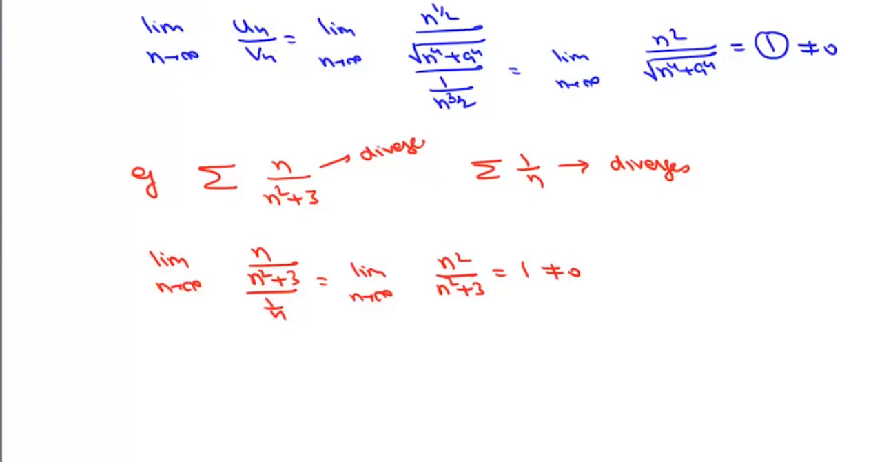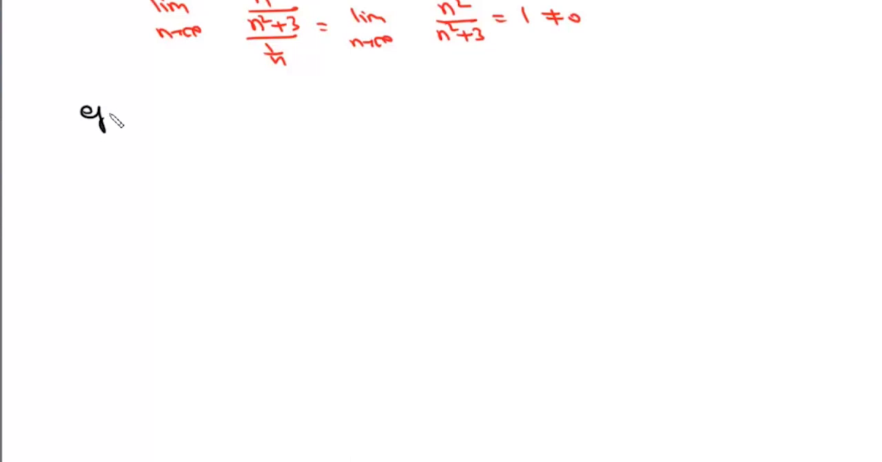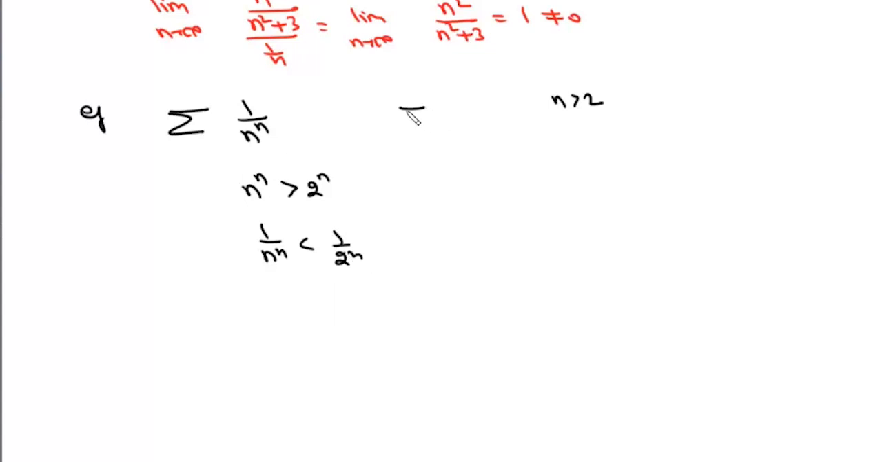Now we take some examples where we want to compare it with a geometric series. Say for example, we are given this series, summation 1 upon n to the power n. Now we know that for any n greater than 2, n to the power n will be greater than 2 to the power n, and we have omitted the first two terms. And if we recall theorem 1, it says omission of a finite number of terms does not change the behavior of convergence of a series. Now 1 upon n to the power n will be less than 1 upon 2 to the power n. So we write the second series as summation 1 upon 2 to the power n.